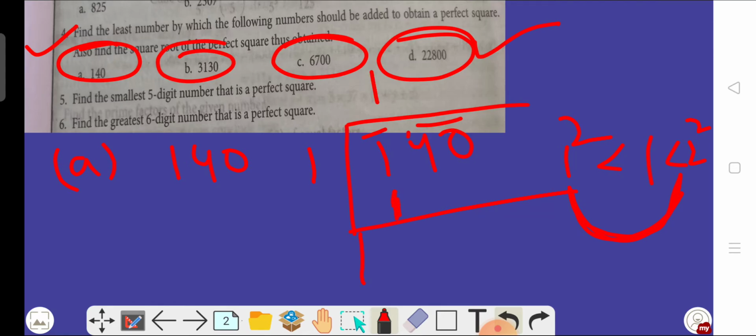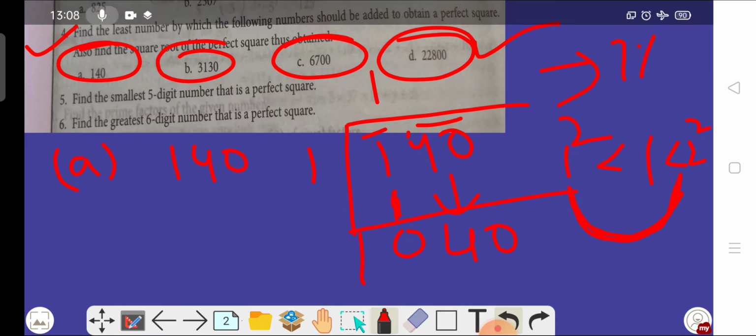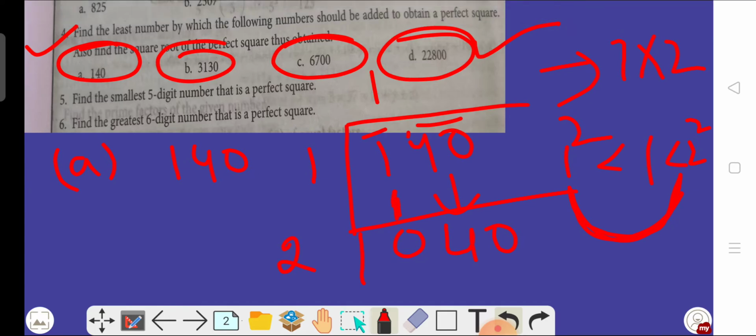So this number will be 0 and then we have to put this pair down. This will become 40. Now what we have to do? Now we have to find the next divisor and that will be 1 multiplied by 2, and a unit place here that we have to find by trial and error method.